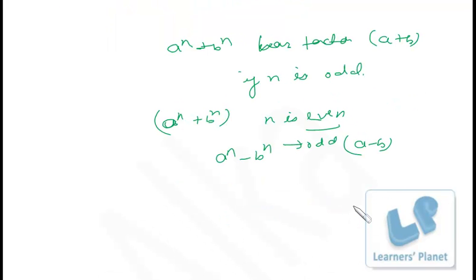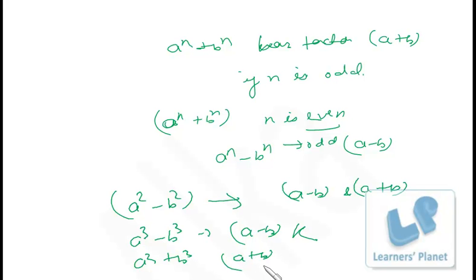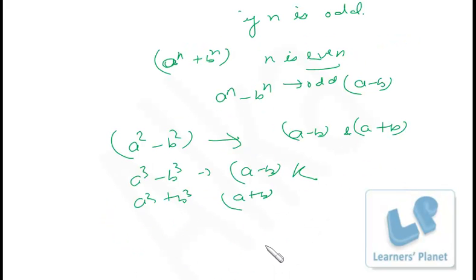And when n is even, then a minus b and a plus b, both of them will be factors. You can take the example of a square minus b square. When n is even, a square minus b square has both the factors a minus b and a plus b. But if you talk about a cube minus b cube, a minus b is a factor, but a plus b will not be, right? Similarly for a cube plus b cube, a plus b will be a factor, but a minus b will not be. Okay, so you have to be careful about it. If you are confused at any stage, just take small examples like this.